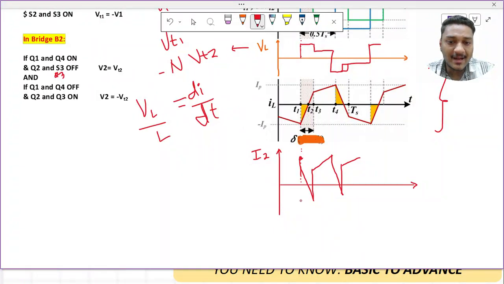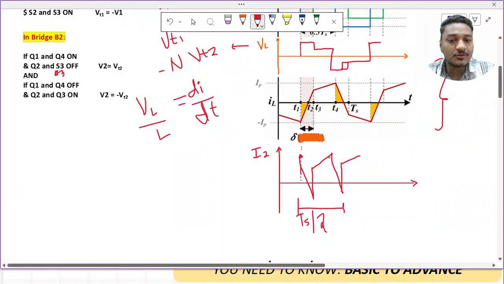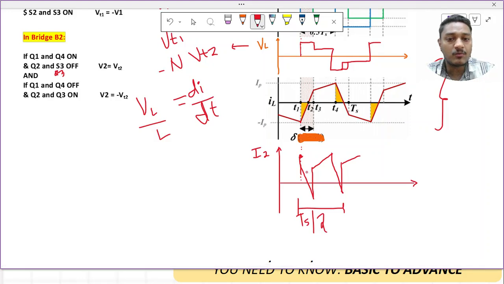If you look at this, what is the time period? Its time period is TS by 2. This waveform repeats after TS by 2 because of its symmetry, while the overall time period of IL is TS, since it repeats from this point to this point. But the waveform of I2 repeats after TS by 2. So this is the waveform of I2 we have got.